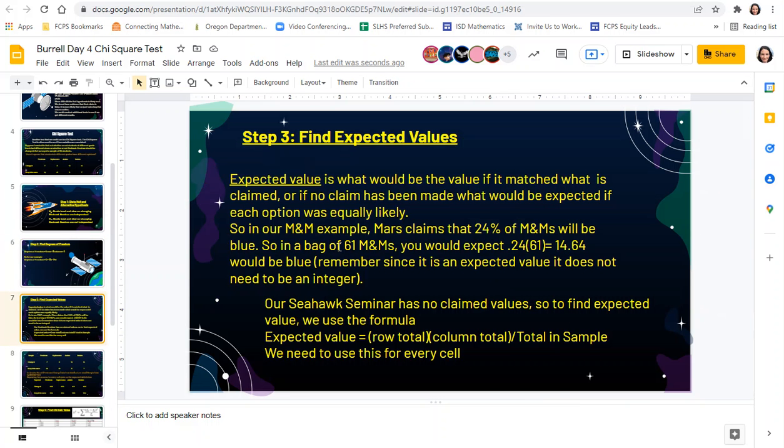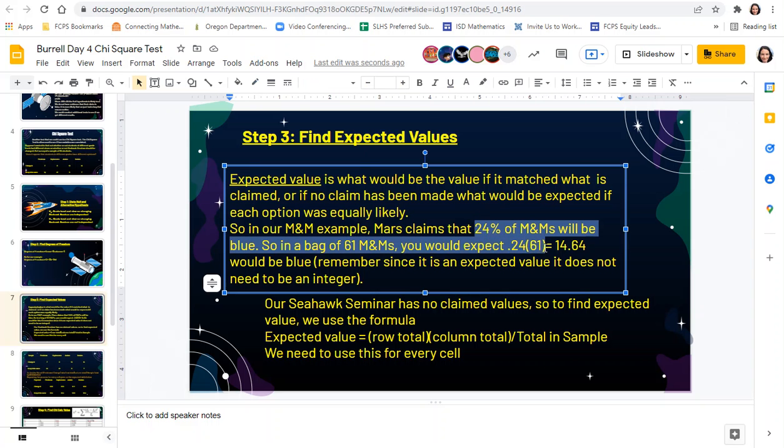All right, find the expected values. So we're going to think first about an easier expected value. For the M&Ms, if the company says that 24% are blue and you have 61 in your bag, we can calculate an expected value for that, right? So we can calculate 24% of the M&Ms will be blue. And if I multiply 0.24 times 61, I get 14.64 blue M&Ms. Expected values can be decimals, even though we know we're not going to really get a 0.64 M&M. I mean, sometimes you do, but anyway. And so expected values can be decimals.